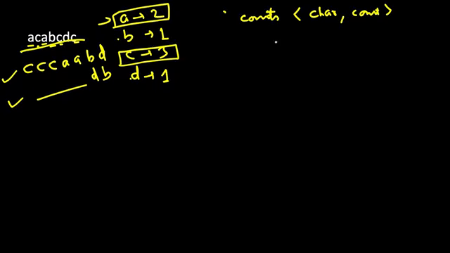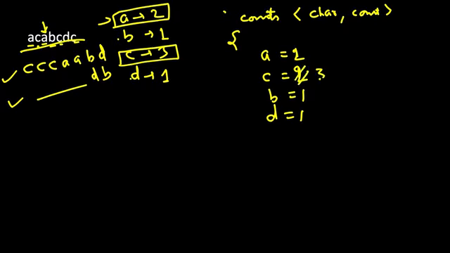So first A occurs. So in this map, A will be inserted with a count of 1. Then C occurs, so C is inserted with a count of 1. Then again A is here, so this becomes 2. Then B. Again C, so it becomes 2, then D, then C, so it becomes 3. So this is the final counts map.